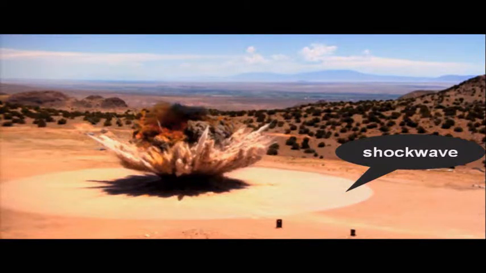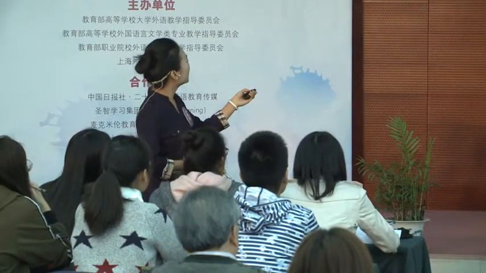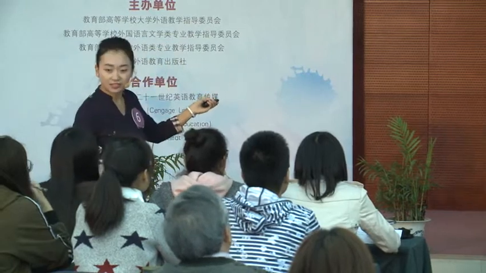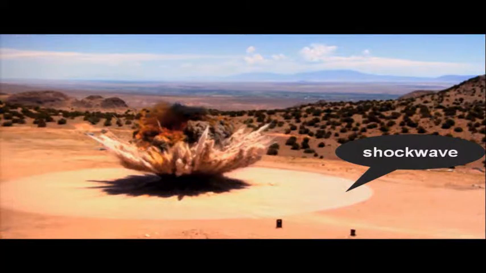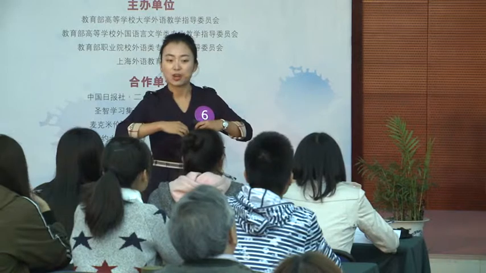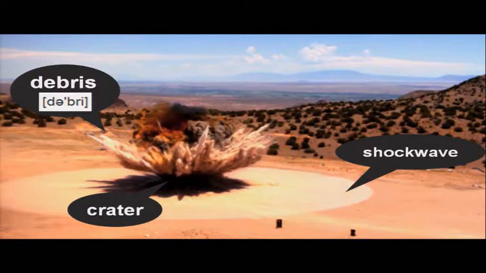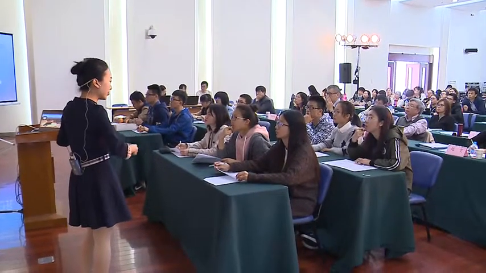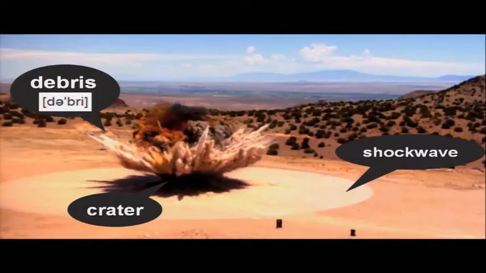So this is a picture of an explosion, right? Look at the large white circle here. Can you see it? We call it shock wave. It is a very strong and powerful wall of air. And also, when an explosion happens, there will be some broken pieces falling down. We call them debris. Okay, pay attention to the pronunciation. And on the ground, there will be a large hole. We call it a crater. Okay, now could you please read the words after me? Debris, crater, shock wave. Good.